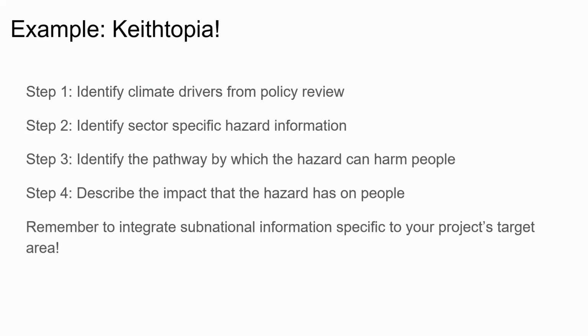That's step 2. Now step 3, identify the pathway by which hazards can harm people. These are our exposure pathways here, right? Remember step 3? So in step 3, we describe how the hazards, the enhanced hazards, have affected people, places, and things, or how they will affect human systems in the future.